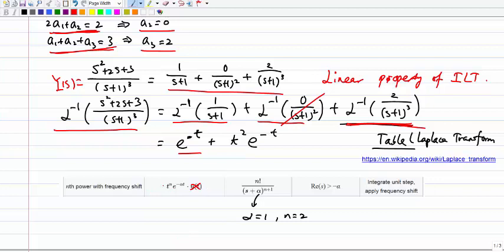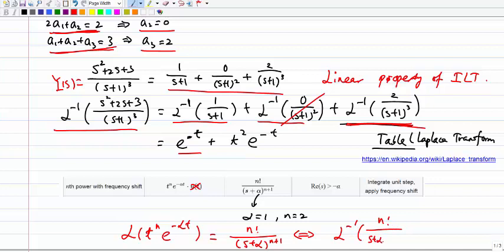The Laplace transform of t to the n e to the minus alpha t is equal to n factorial over (s plus alpha) to the n plus 1. In other words, equivalently, the inverse Laplace of n factorial over (s plus alpha) to the n plus 1 is just equal to t to the n e to the minus alpha t.